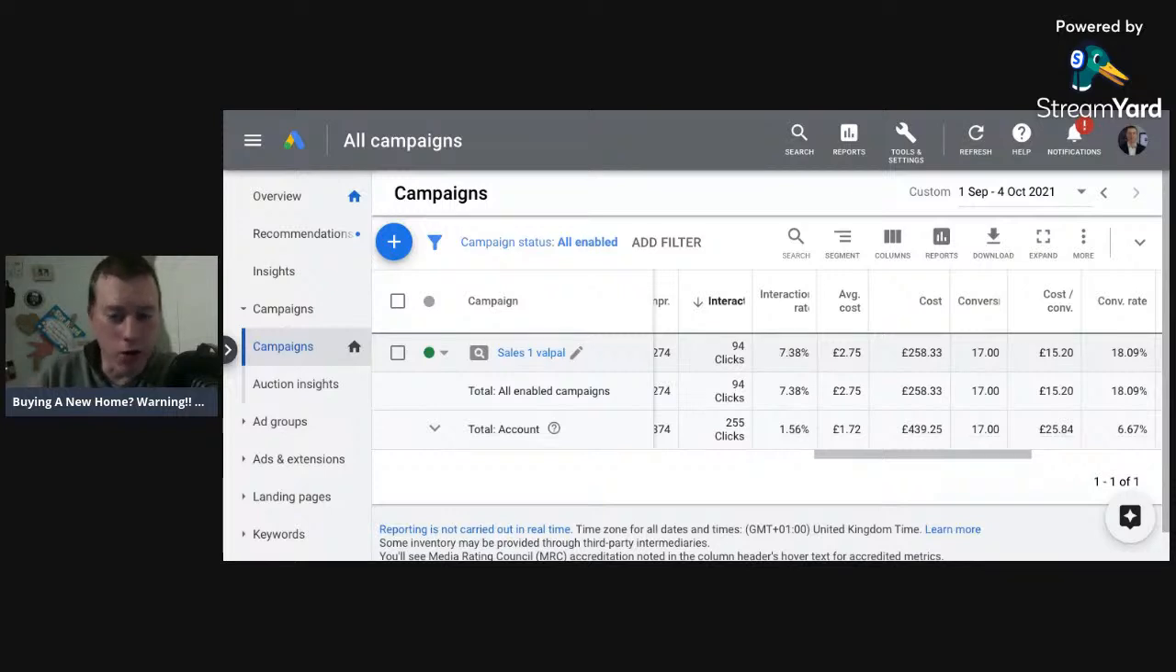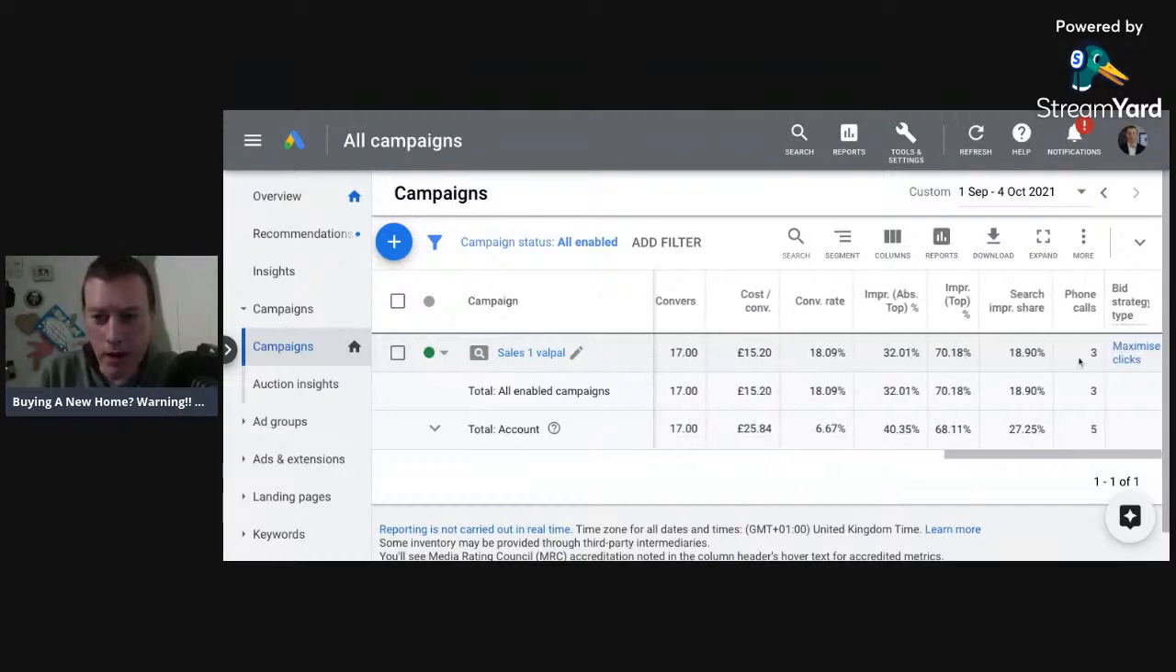We've got an interaction rate, or a click-through rate, of 7%, which is pretty strong. Average cost per click is really low, £2.75. On search alone, of the £439, we spent £258.33. So again, this is getting in front of people that are actually actively looking, which is 94 people that have come through. Cost per conversion, as I mentioned, was about 15 quid. It's £15.20. And we generated 3 phone calls.